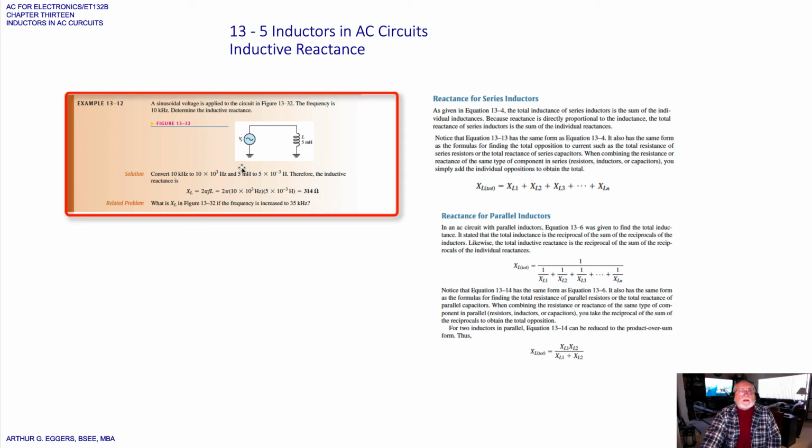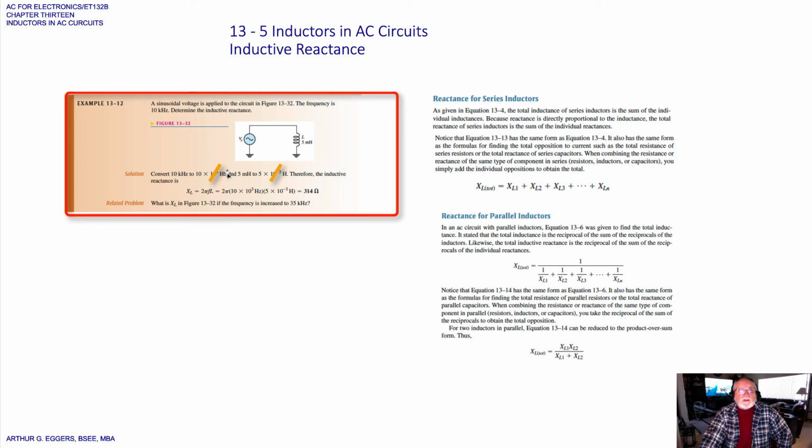So let's take a look at a quick example here. A sinusoidal voltage is applied to a circuit. The frequency is 10 kHz. Determine the inductive reactance. So we can see here it's very simple. No resistor in this circuit, just an inductor and an AC source. We're going to convert 10 kilohertz to its exponential. So it's 10 times 10 to the third hertz, and 5 millihenries converted becomes 5 times 10 to the minus 3. Okay, here again, mathematically, they made it simple.